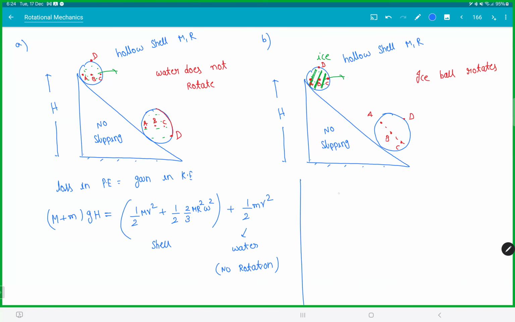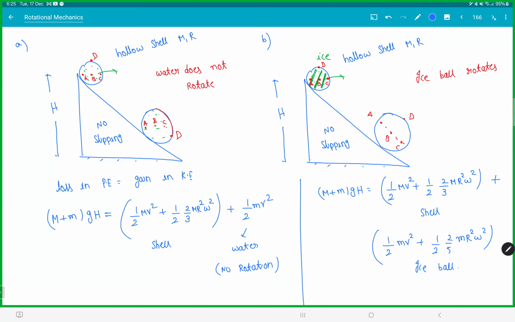Now, in this case, loss in potential energy is M plus m times gh. Everything will look the same: half M v square plus half 2 by 3 capital M r square omega square. This is for the shell. Plus half small m v square plus half 2 by 5 small m r square omega square. This is for the ice ball. The ice ball behaves like a solid sphere. You have to treat them separately. You can't treat them as one solid sphere of mass M plus m because it will be non-uniform density.